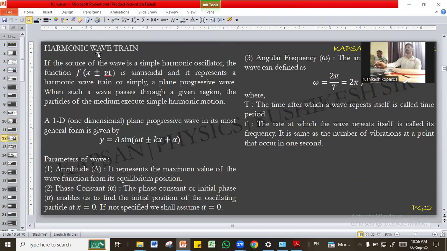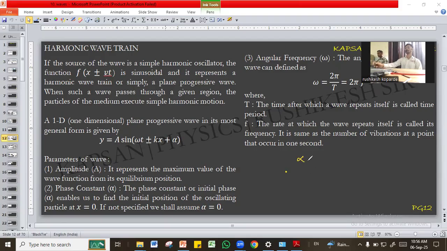A very special wave we studied: A sin(omega t plus alpha plus or minus kx), or A sin(omega t plus or minus kx) plus alpha. What is the amplitude of the wave? The amplitude of oscillation of the particle itself is the amplitude of the wave. Phase constant alpha: for oscillation of a single particle, alpha is the initial phase.